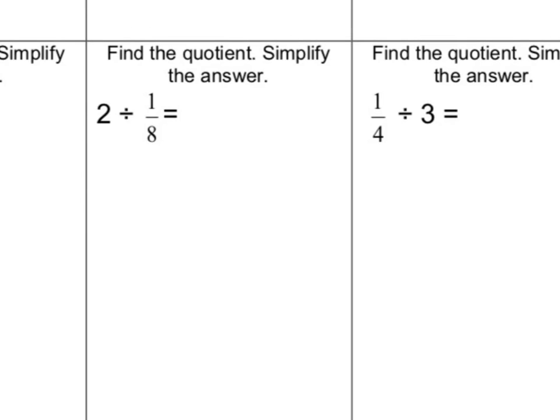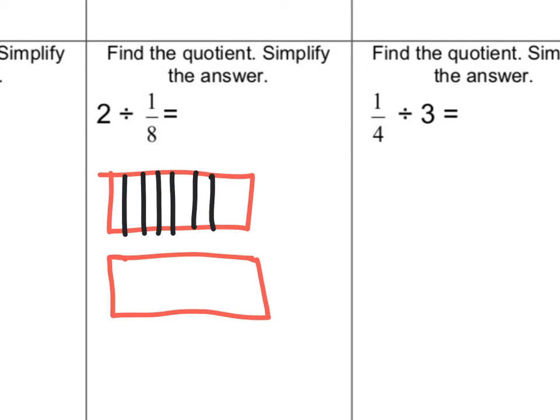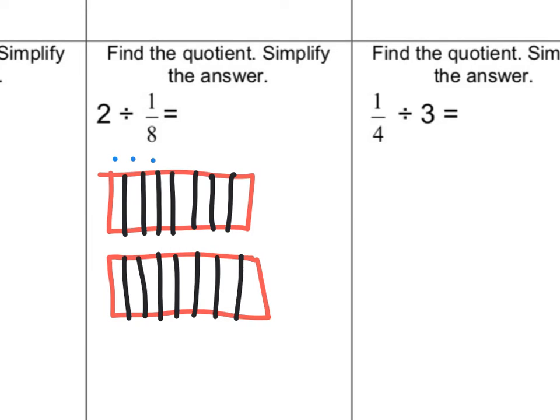For the last one, it says find the quotient, simplify the answer. So you have 2 wholes, you have 1, 2. And then you want to split them into 8ths. 1, 2, 3, 4, 5, 6, 7, and 8. Another 8. So now you have 16 altogether. So your answer is going to be 16 altogether.